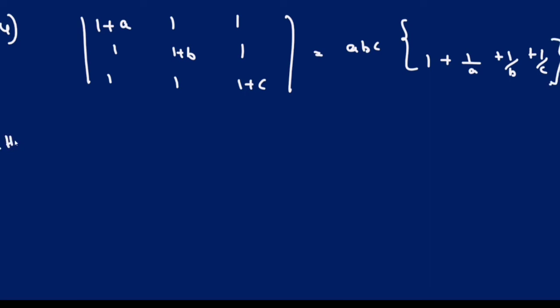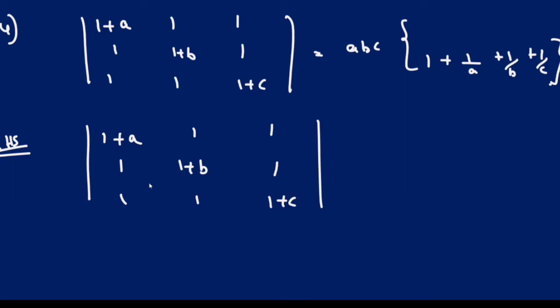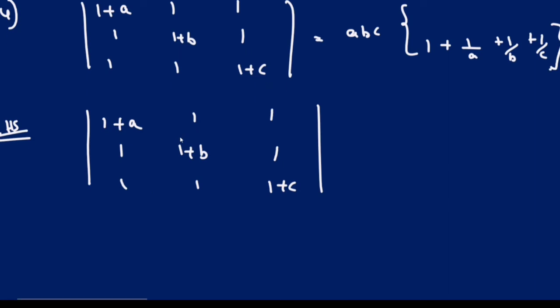Take the left hand side: the determinant with 1 plus A, 1, 1 plus B, 1, 1 plus C. If there is anything common, take it out. That's the first rule. Whenever you see a determinant, check whether anything is common, in any row, any column. Anything common? Nothing. So the next aim is to simplify. Simplify means try to bring zeros. If you can't take anything common, try to bring zeros.